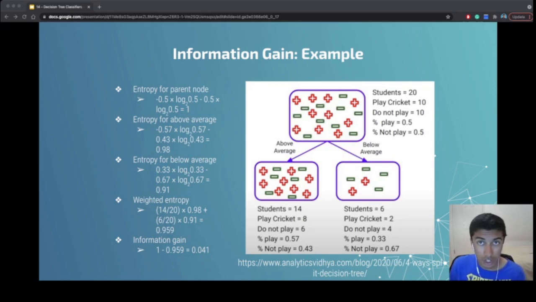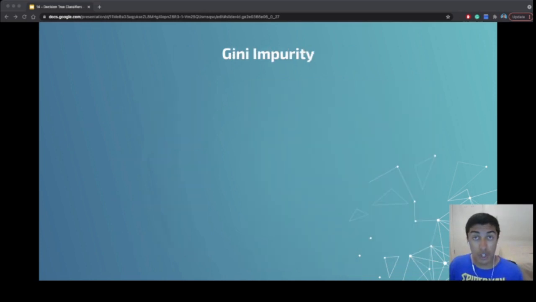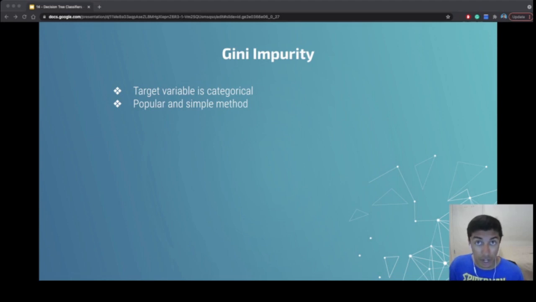Like with reduction in variance, we can simply do the same process for other features to see which one has the highest information gain. The final splitting method that we are going to be discussing is Gini impurity. As with information gain, the target variable is categorical. Gini impurity is a very popular and simple method, partly because it does not have logarithms like information gain, which could be computationally intensive.